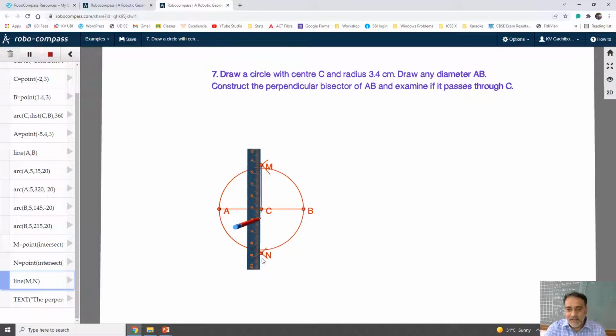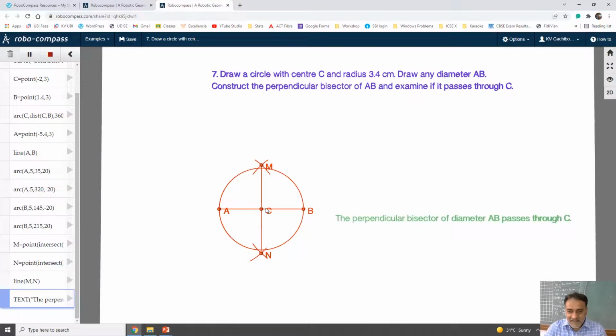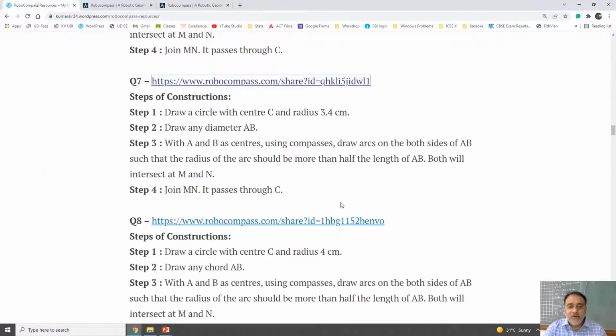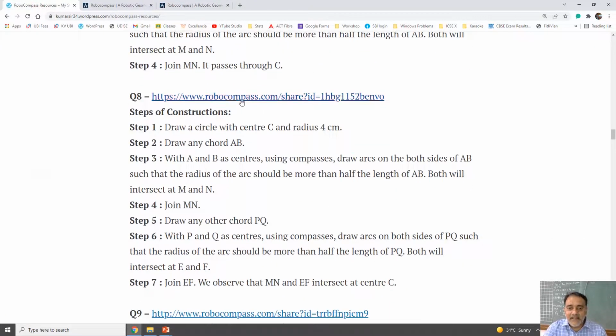Join करने के बाद we will check whether it passes through the center or not. चलो join कर रहे हैं. पास हो रहा है सेंटर से. यस, द परपेंडिकुलर बाइसेक्टर ऑफ डायमीटर ए बी passes through the center C. So this is question number 7. Now we are going to do the question number 8.